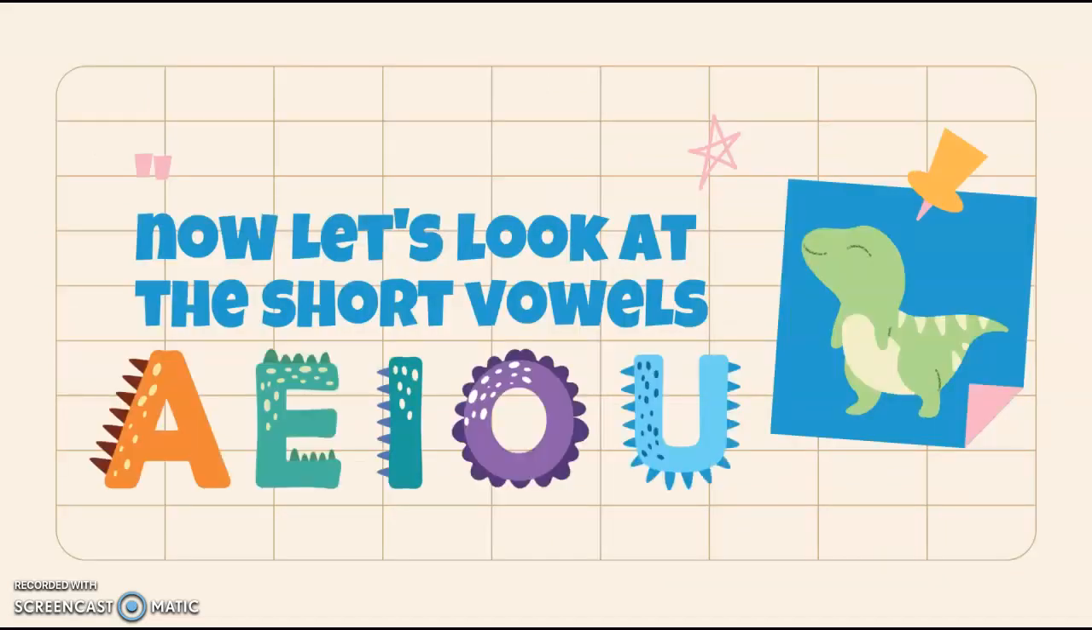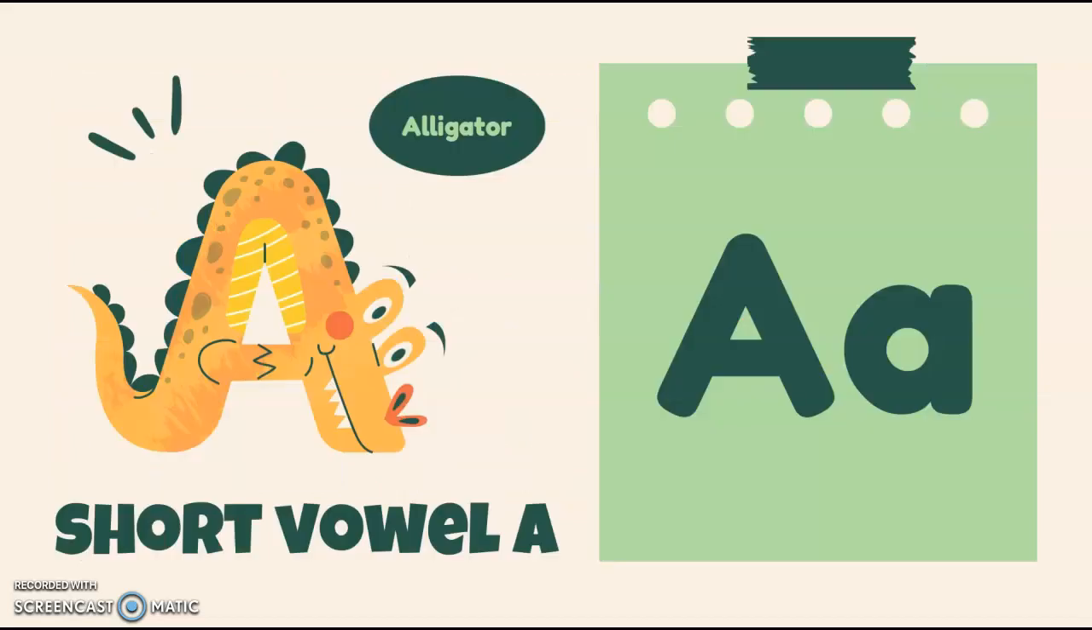Now, let's look at the short vowels, which are A, E, I, O, U. Again, A, E, I, O, U. So the first short vowel is A for alligator.